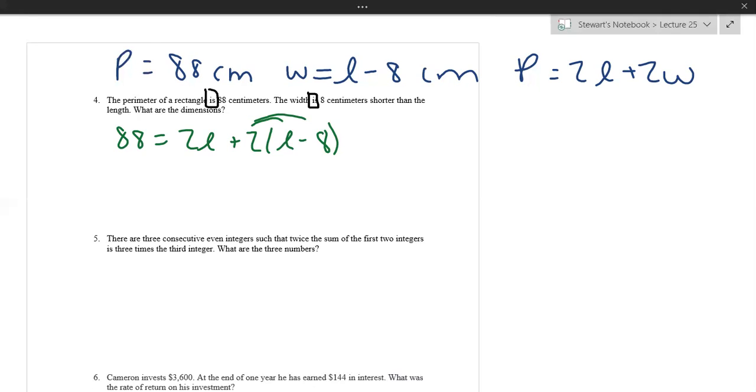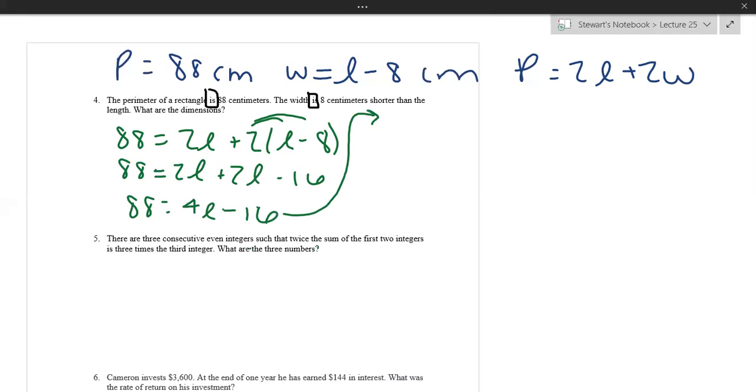So now we have 88 is equal to 2 times the length plus 2 times length minus 8, which distributes to 2L minus 16. We can combine like terms now. 2L plus 2L is 4L. So we have 88 is equal to 4 times the length minus 16. And we can add 16 to both sides now to get 4L by itself. So we'd be left with 104 is equal to 4L. Dividing by 4 on both sides would give us the length equals 26 centimeters.